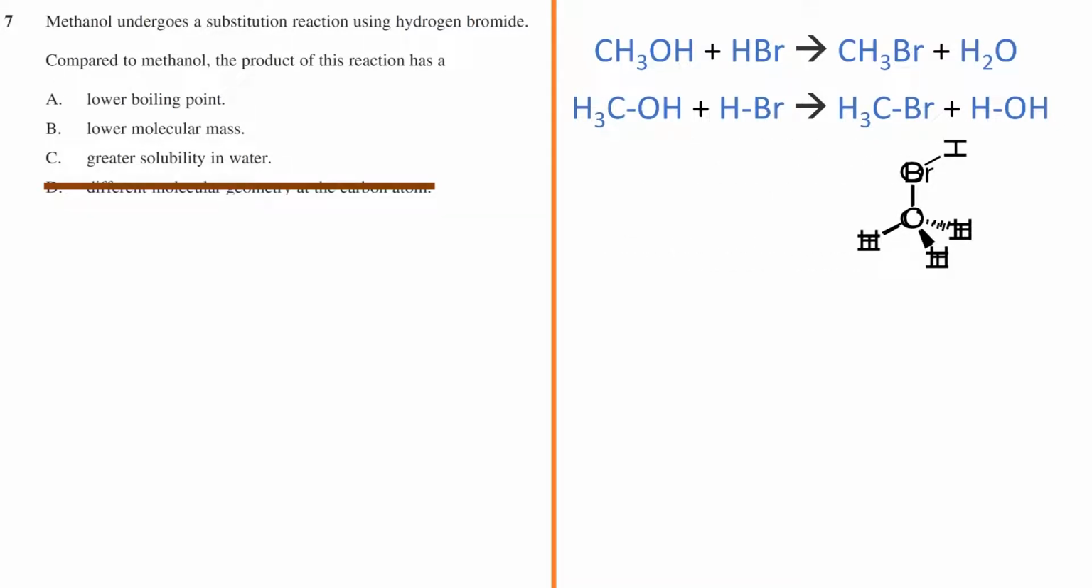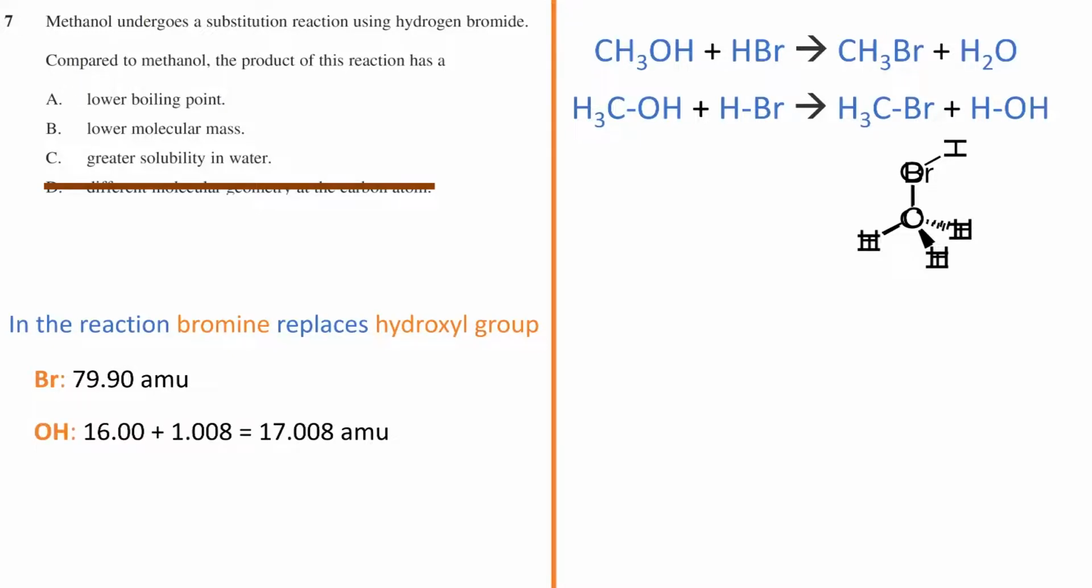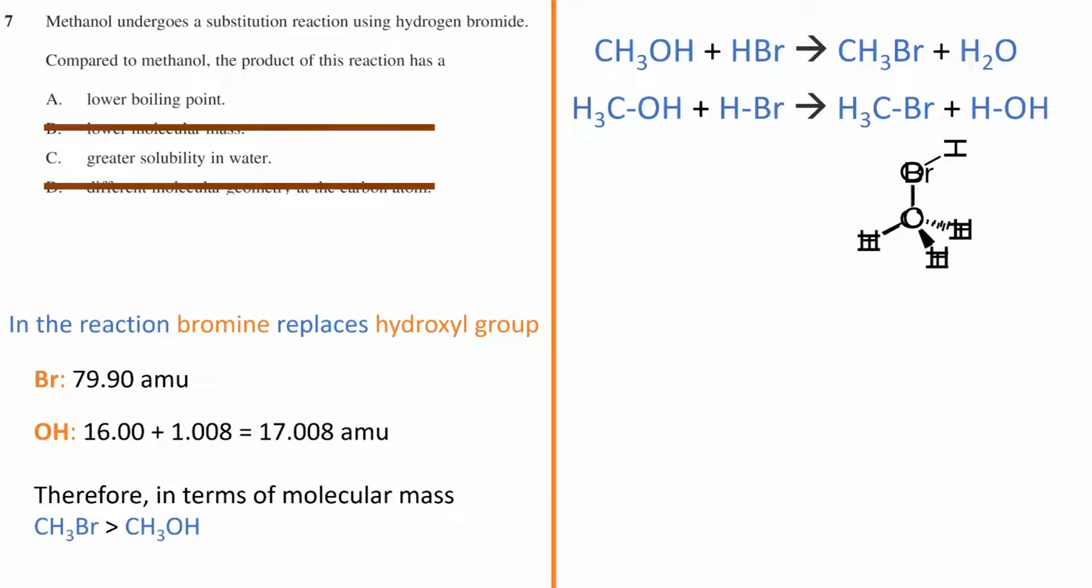To eliminate option B, we just have to look at the atomic mass of the bromine and the hydroxyl groups. If option B was correct, then the bromine would need to have a lower atomic mass compared to the hydroxyl group. We can see that bromine is 79.9 atomic units, while the hydroxyl group is only 17.008. Therefore, when the bromine substitutes the hydroxyl group, you get a larger molecular mass, not a smaller one. Therefore, option B is not the answer.